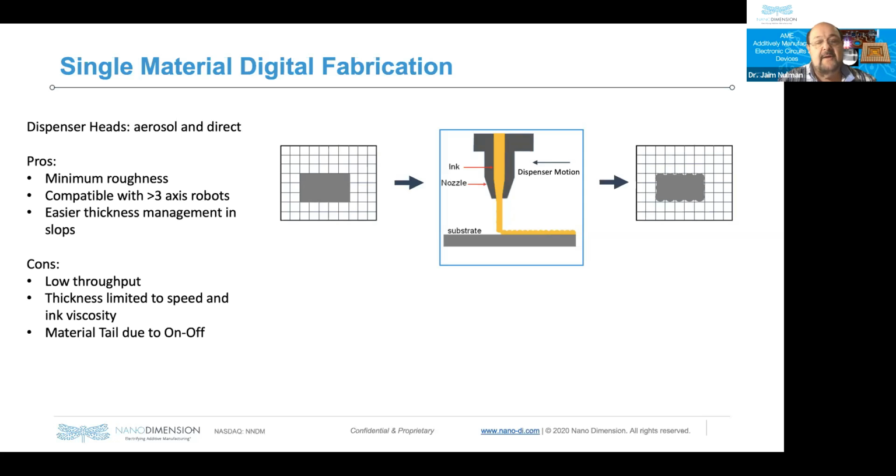And easier thickness management in the slots, typically because you rotate the printer head itself, the nozzle. In the cons, it's a very low throughput. Thickness is limited by the speed and ink viscosity. And at the end, you can have a material tail due to the on-off of the ink itself.